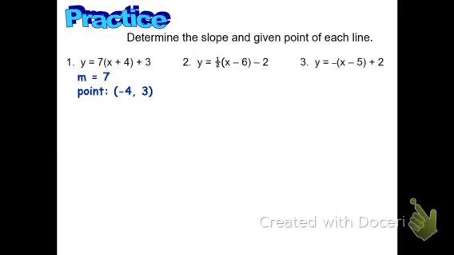In the second equation, the slope is 1/2. Looking inside the parentheses, I see x minus 6, which tells me that the coordinate is going to be 6, and then negative 2. In the last example, we have y equals negative times the quantity x minus 5, plus 2. That negative is like having a negative 1. This tells me the slope of this line is negative 1. In the parentheses, it's x minus 5, which tells me that the coordinate will be (5, 2).